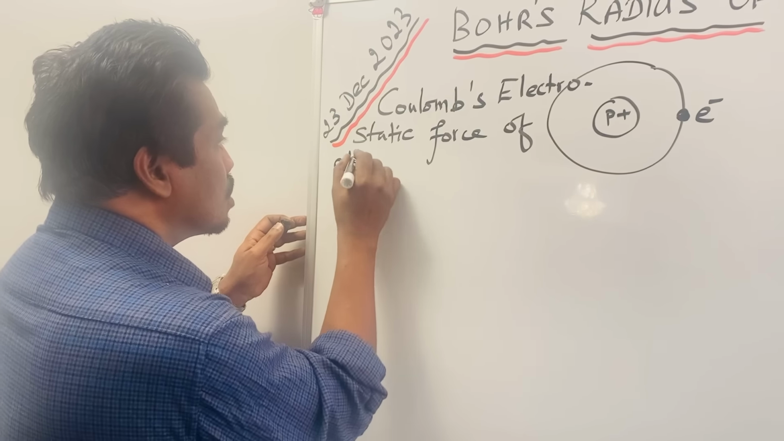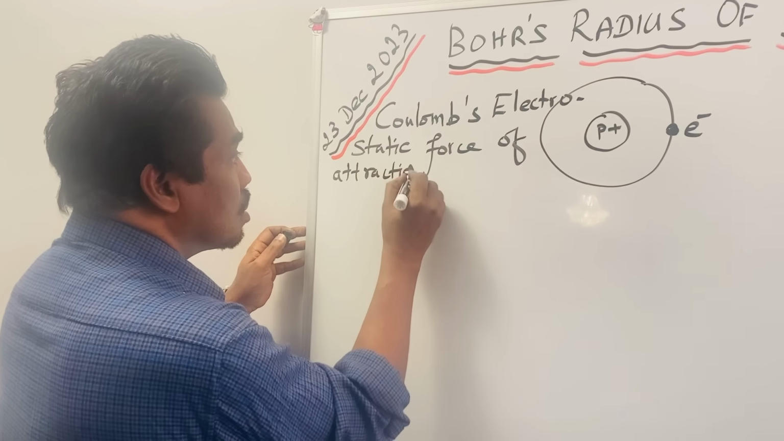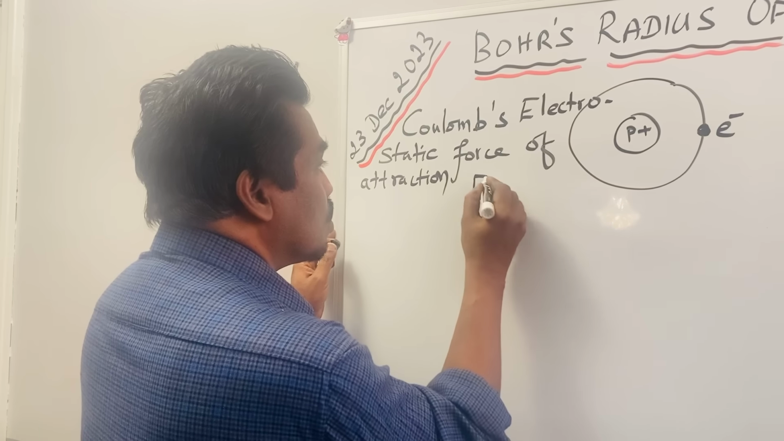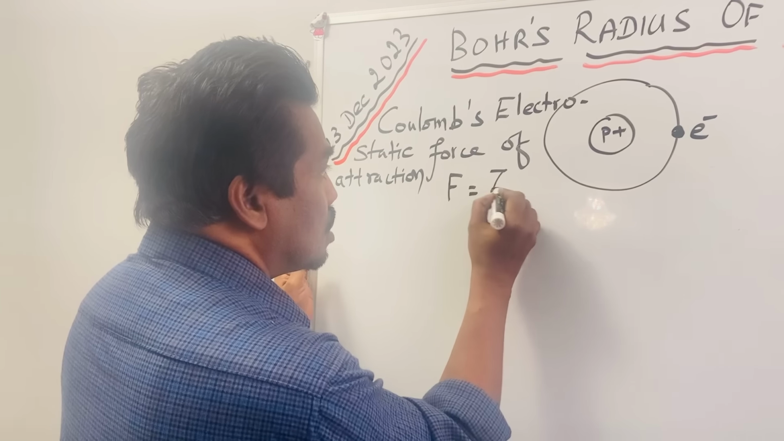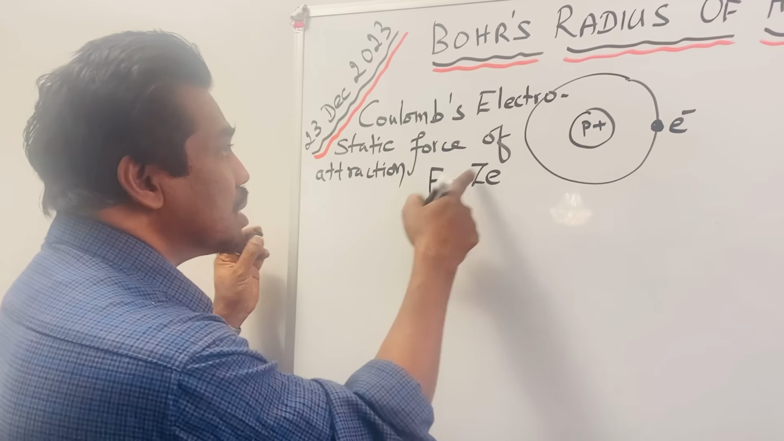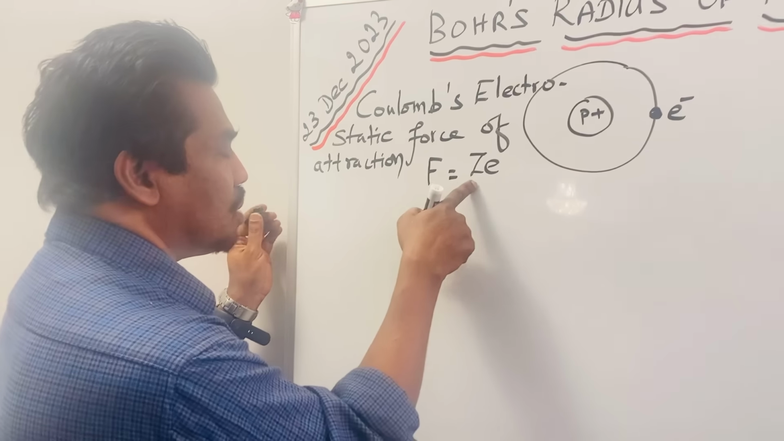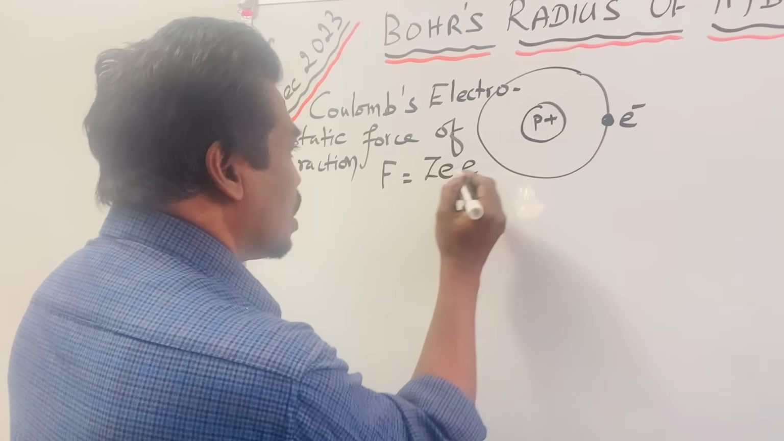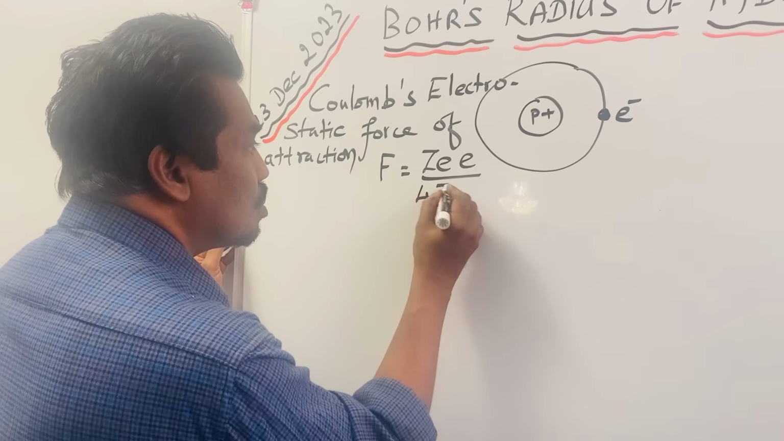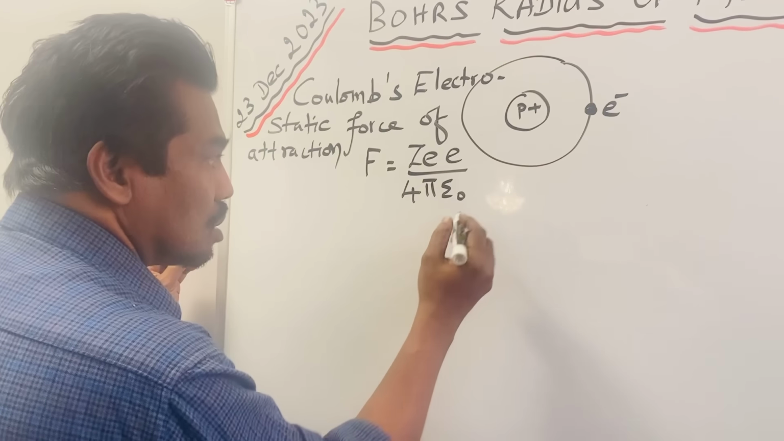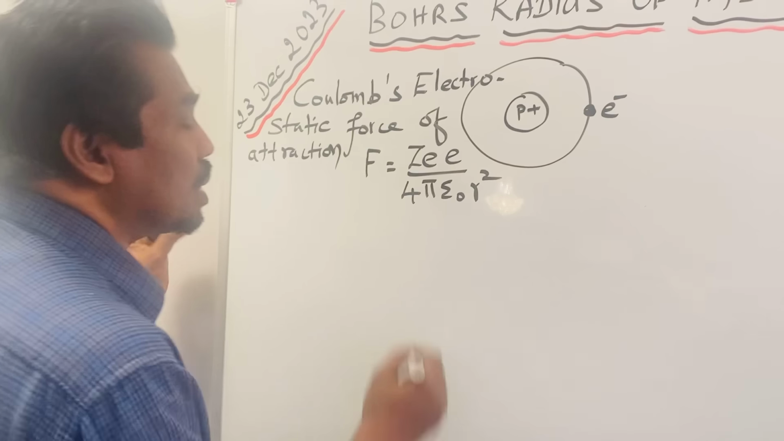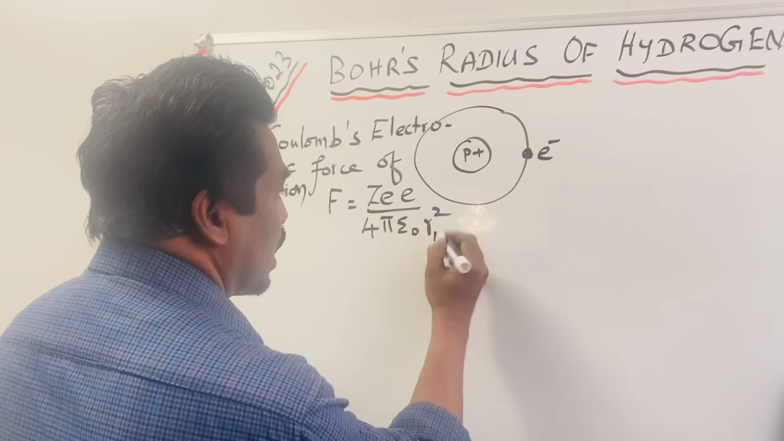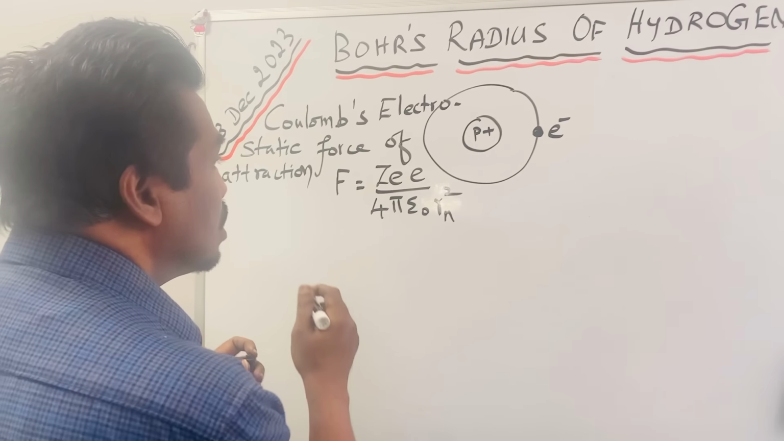Because of the Coulomb's electrostatic force of attraction, the force F will be equal to Z E, where Z is the atomic number. For the hydrogen atom, Z will be equal to 1. So Z E times the charge of the electron, E, over 4 pi epsilon 0 r square. We can use this form for the n-th orbit.